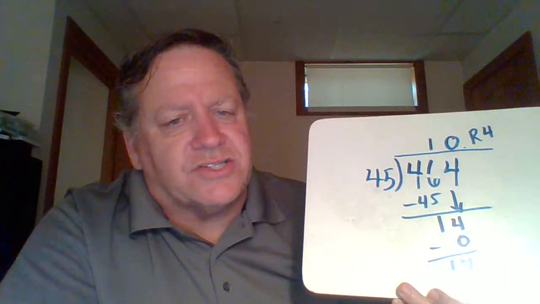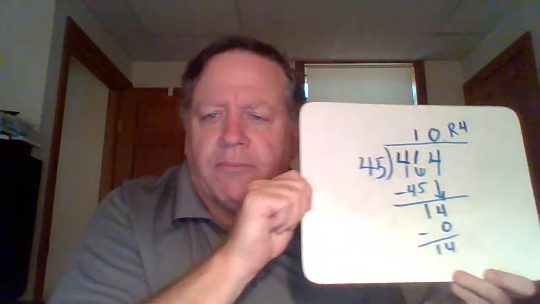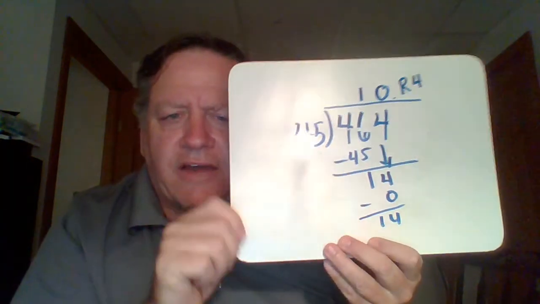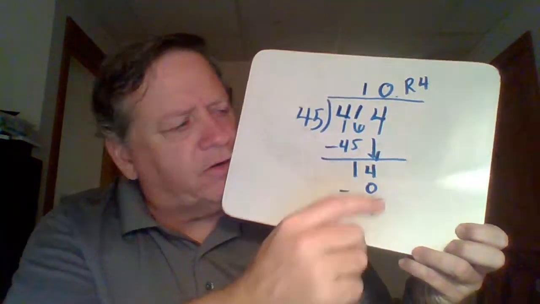So this is, I wouldn't say a simple division problem because we do have a larger divisor, but it's a whole number division problem. So we don't necessarily have to worry about decimals. Sometimes we might, but right now we don't.